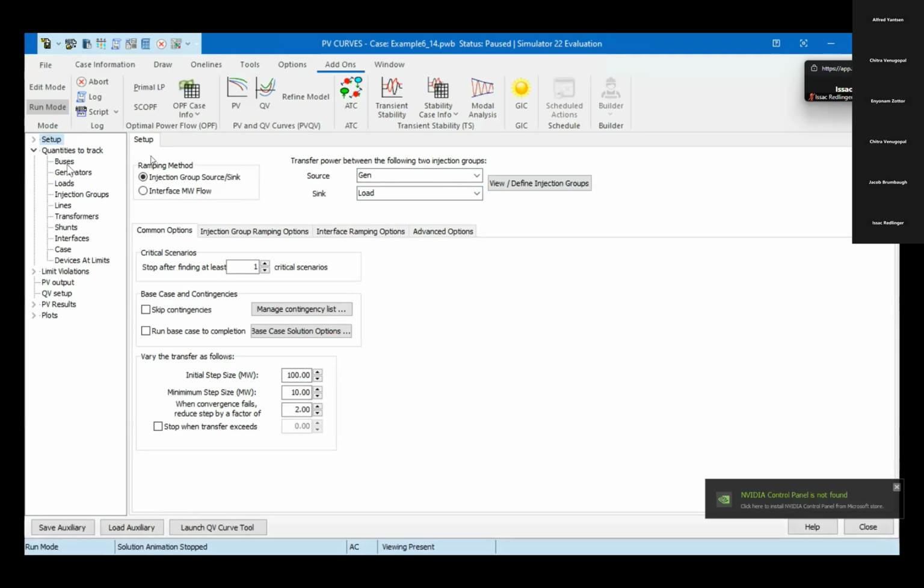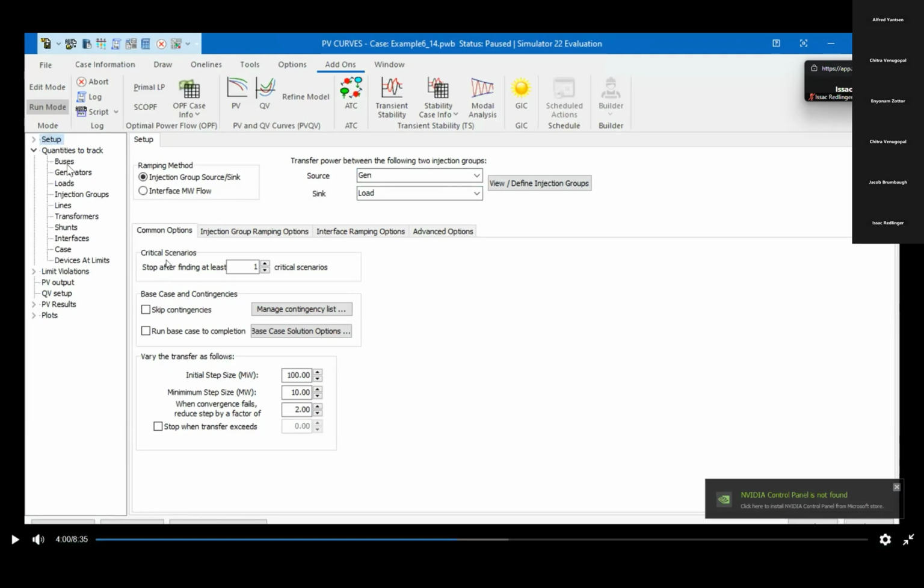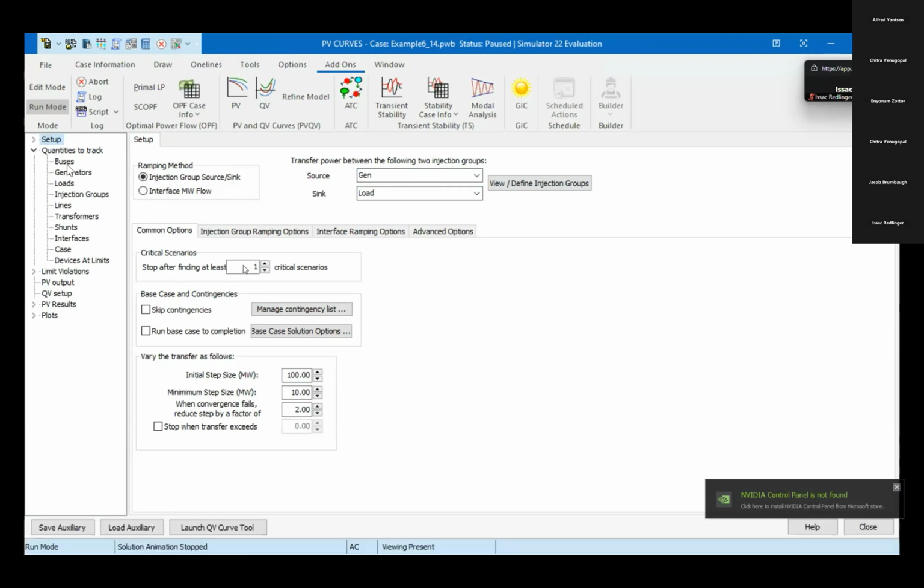Then the next thing here is critical scenarios. There is a section where we can implement contingencies. We are not going to do contingencies in this course, but we will continue with PowerWorld next term and work on the contingencies. That's going to be our first lesson in power protection.